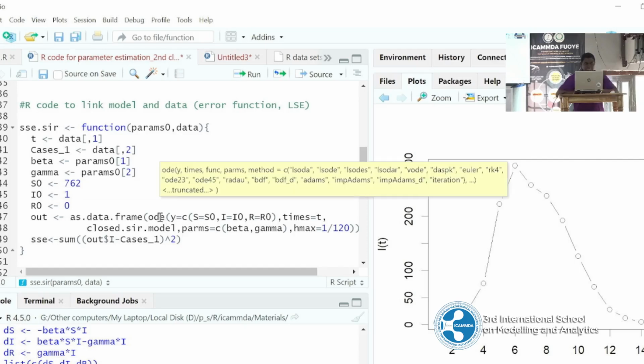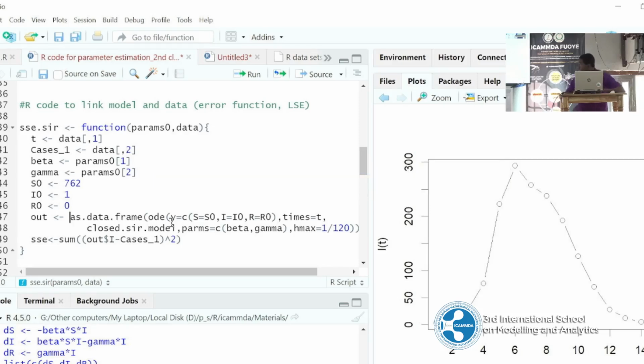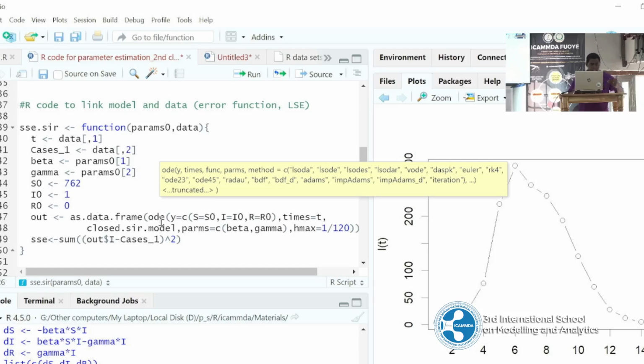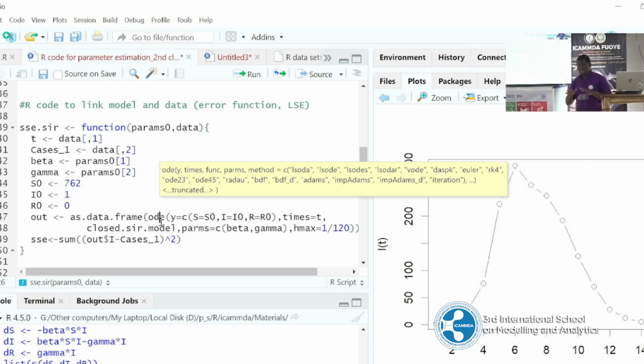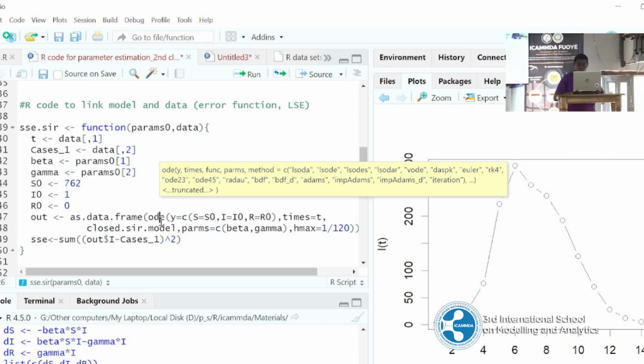that ODE takes, as you can see, something is displayed up there. Is this okay? It's not displaying for you. You have there Y, times, func, params, and then you have methods and other things. But the first four, Y, times, func and params, are the most important, which you must supply.